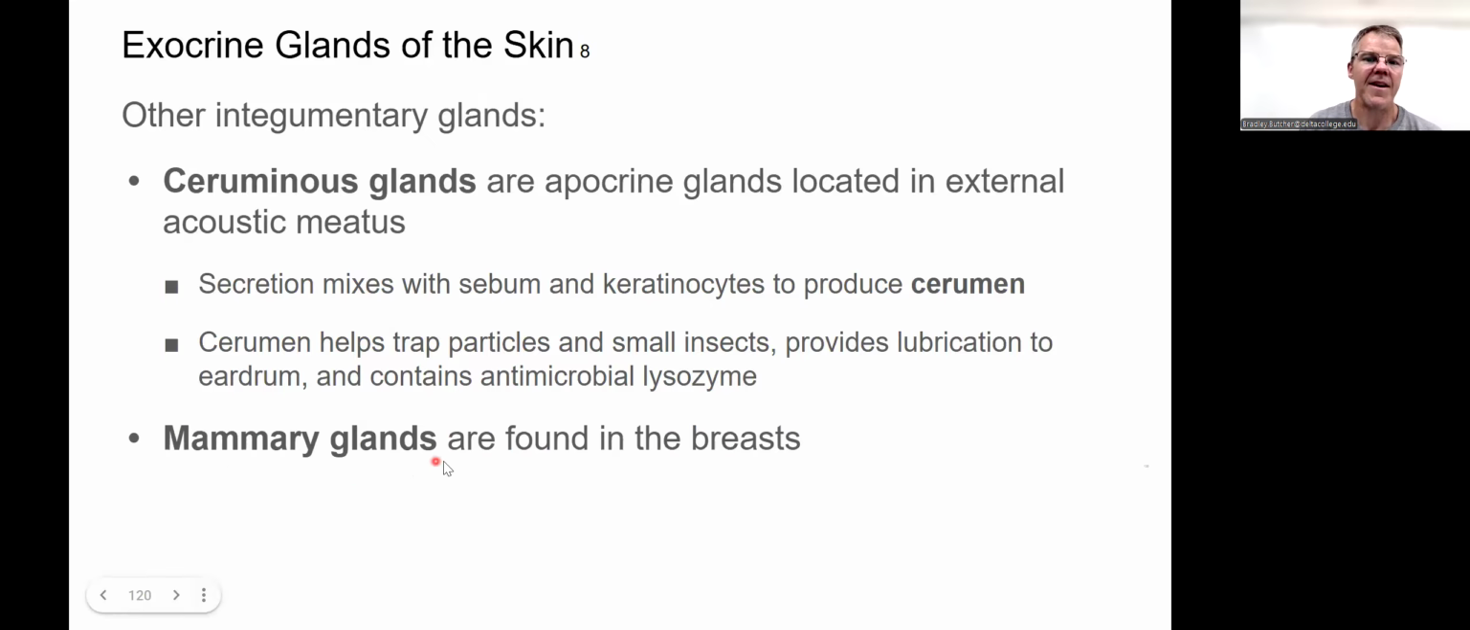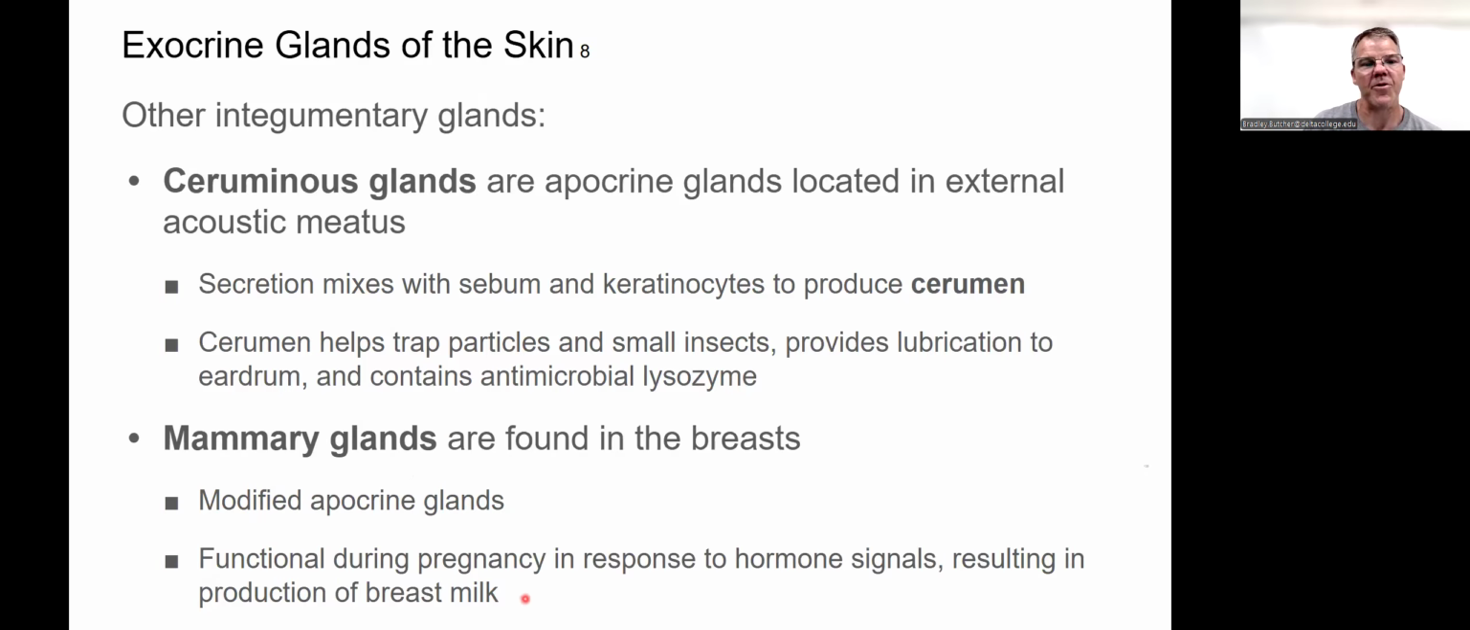And then mammary glands, these are found in the breasts, which is why we're called mammals. We are the only organisms, mammals, that have mammary glands. They're modified apocrine glands, and their function is to produce breast milk during pregnancy.